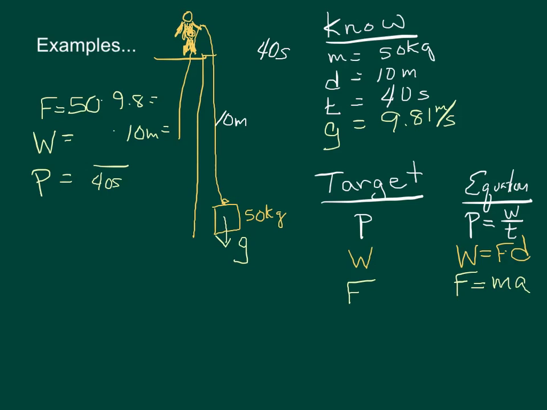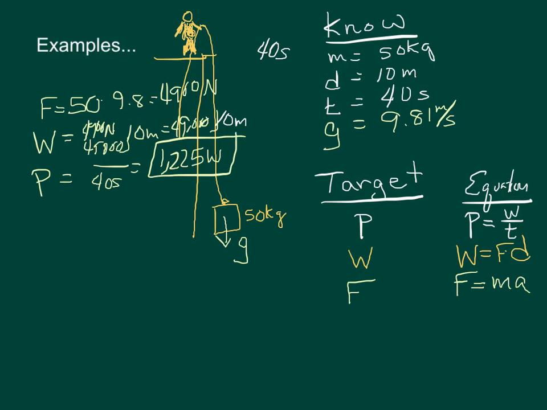All right, so 50 times 9.8 gives us 4,900. 4,900 what? Newtons. 4,900 newtons times 10 meters gives us 49,000 joules. 49,000 joules divided by 40 seconds gives us 1,225 watts. And there you have your answer.